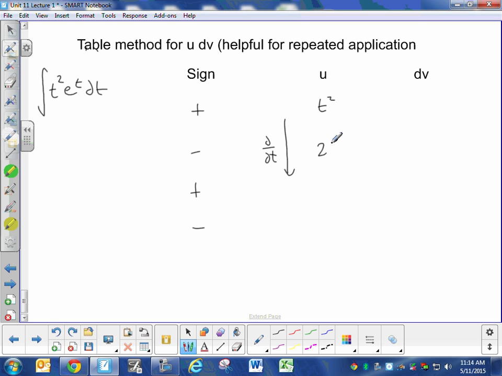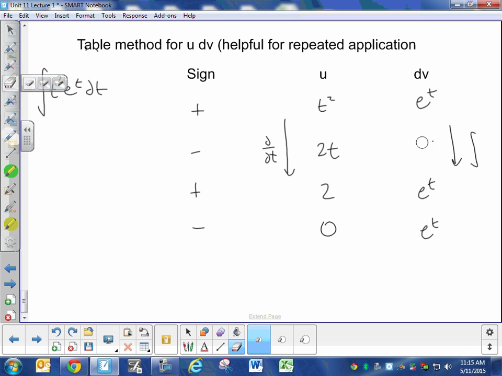So the next spot, I'm going to say the derivative of t squared is 2t. The next spot, the derivative of 2t is 2. The next spot, the derivative of 2 is 0. Then over here on the dv side, you're going to use what you would have as dv. You don't have to include the dt. And what you're going to do on this column is take the antiderivatives. And you're going to keep going until you get to that last derivative, that 0.